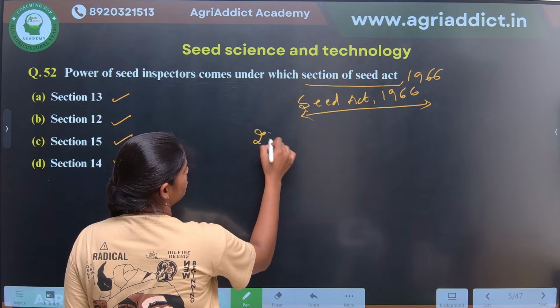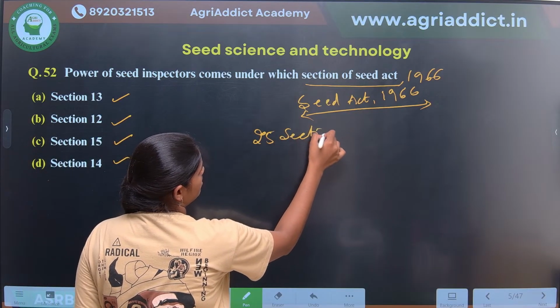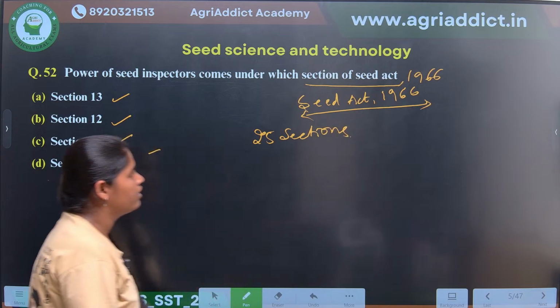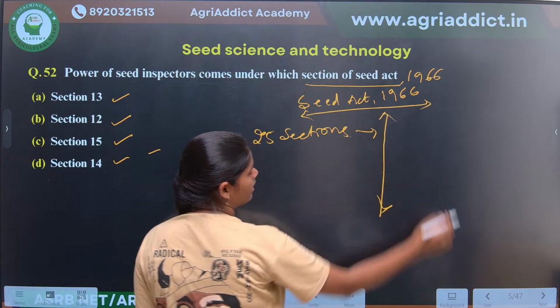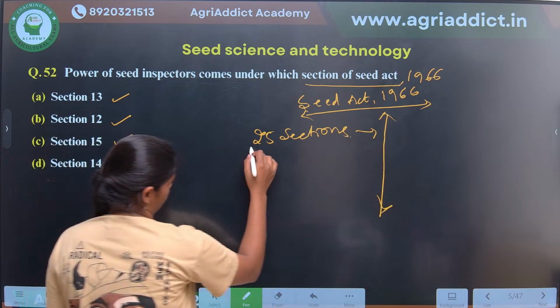There are 25 sections. And in the 25 sections, you have to remember all of them, because you can get a question from any section, and these are easy also.